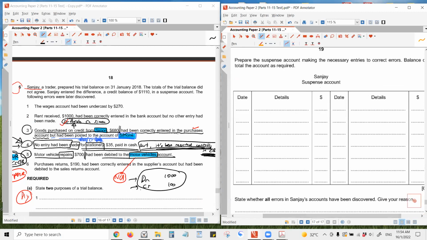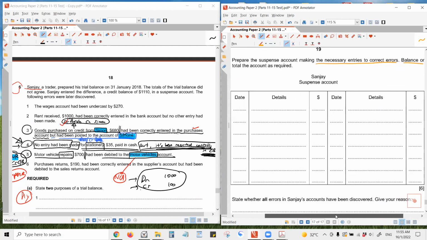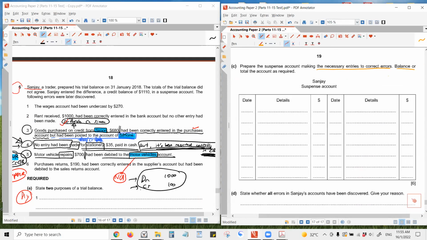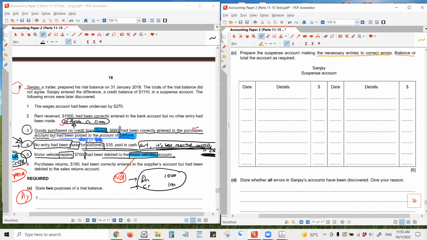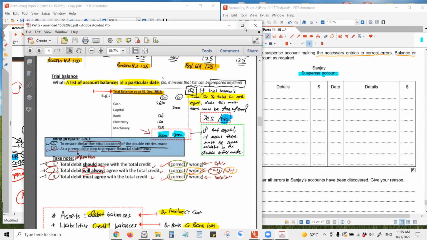Okay, prepare suspense account, making the necessary entries to correct errors. Balance or total the amount as required. It's a 6-mark question. So remember, when do you open a suspense account? Let me show you again. How and why we open a suspense account?